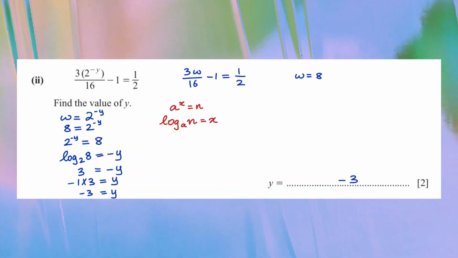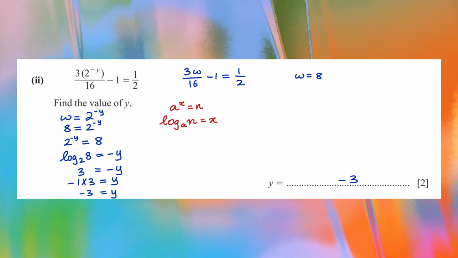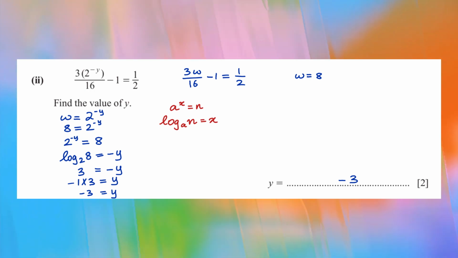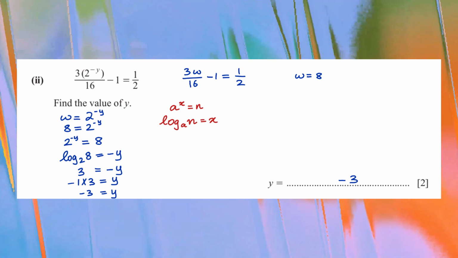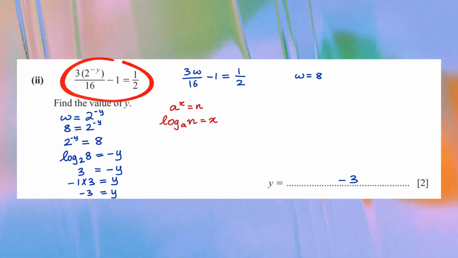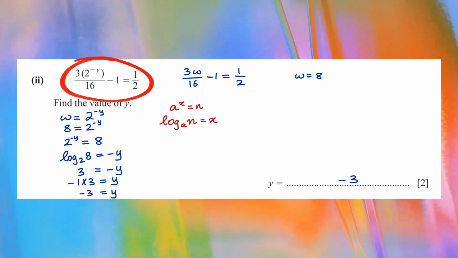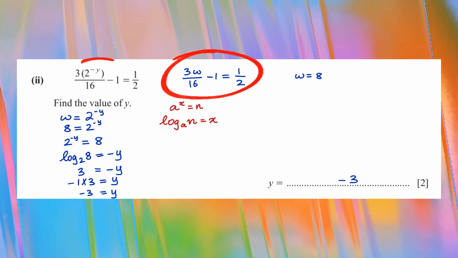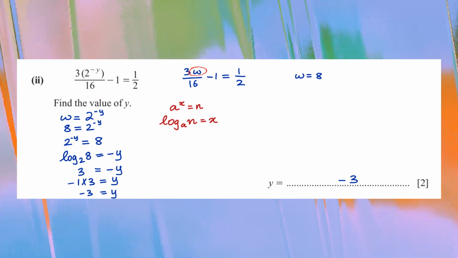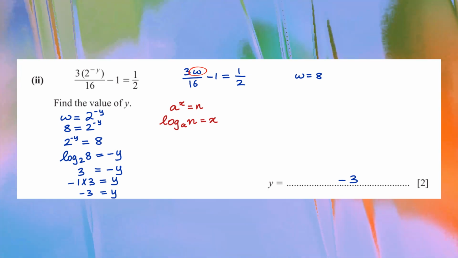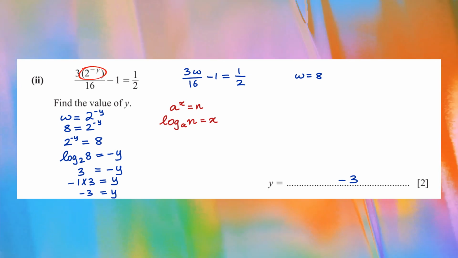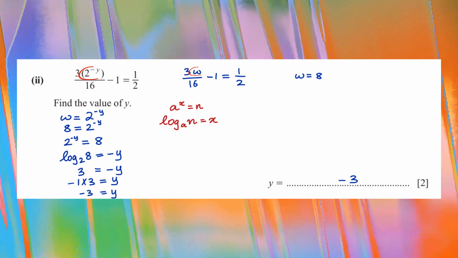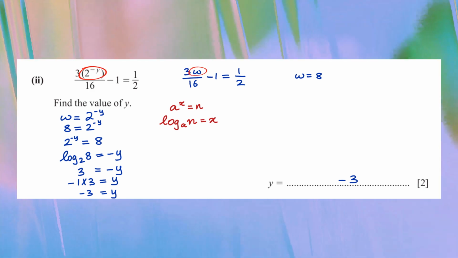Now to solve for part 2 of part B. We are given an equation, 3 into 2 to the power of minus y over 16 minus 1 equals 1 over 2. Then it says to find the value of y. As you can see, this equation is the same as the equation in part 1 of part B, which was 3w over 16 minus 1 equals 1 over 2. The only difference is that in place of w, this equation has 2 to the power minus y. This means that 2 to the power minus y is the same as w, just in different terms.